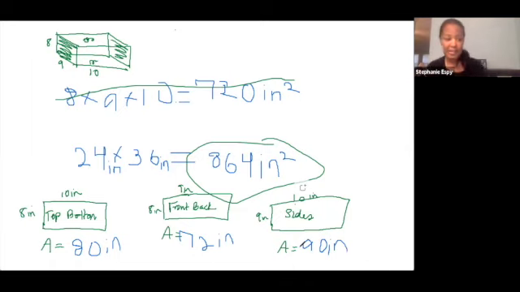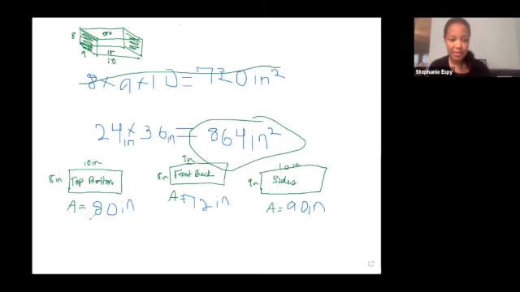This has a top and the bottom. So all of these have to be multiplied by 2 to get all 6 sides. So this is by 2, this is by 2, and this is by 2. So when you do that, Jordan, what do you get?